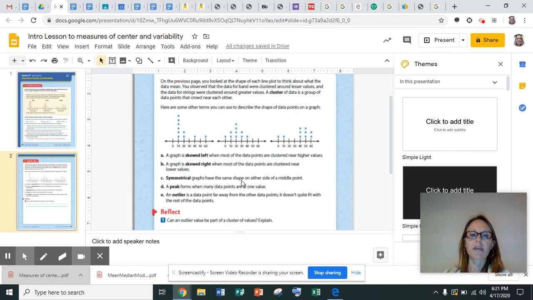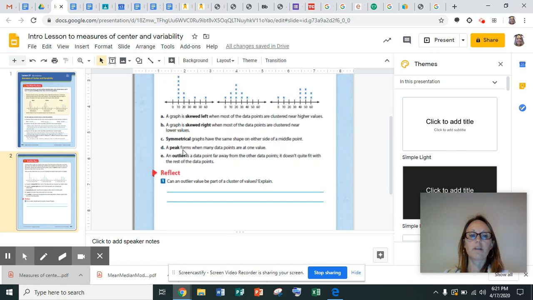Symmetrical graphs have the same shape on either side of a middle point. So this graph right here is a symmetrical graph. A peak forms when many data points are at one value. So we have a peak here at 10, and we have a peak here at 20 on this data. This one doesn't have a peak because it doesn't have one data point that has more. An outlier is a data point far away from the other data points. It doesn't quite fit with the rest of the data points. So these two right here are outliers because most of the data is right here.